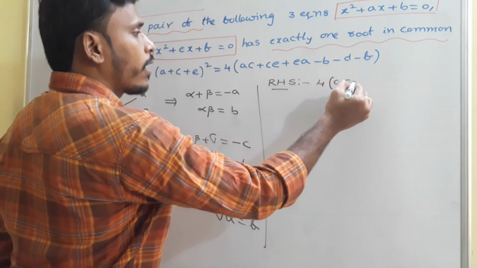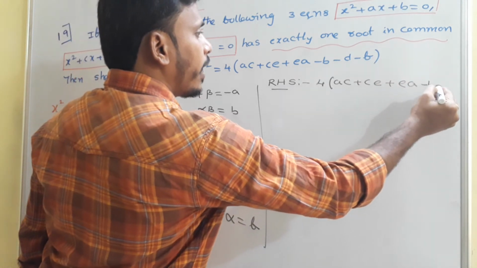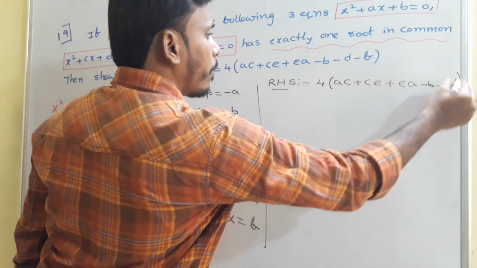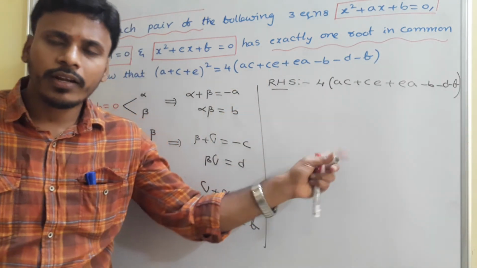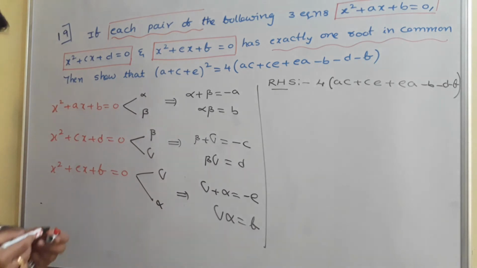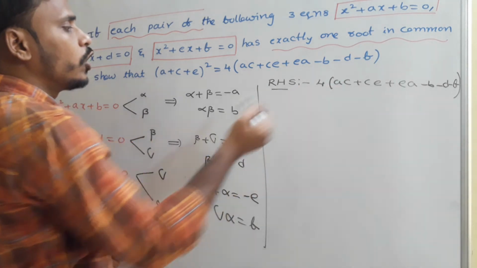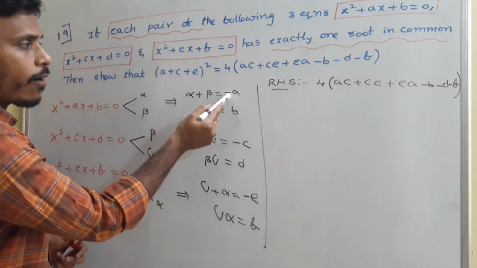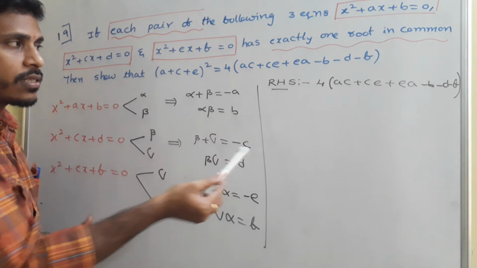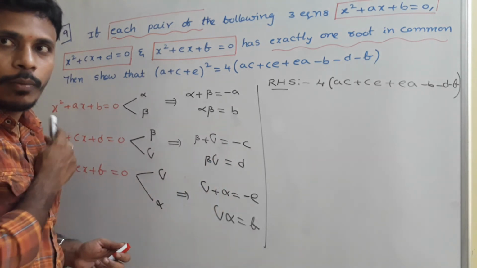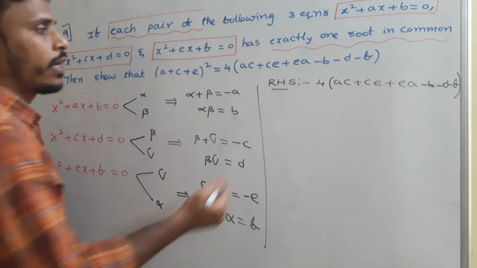4 times of AC plus CE plus EA minus B minus D minus F. This is the right side part. You just start with the right side and try to convert it to get the left side. So what is A, what is C, what is E? This is A into C, okay, but I have minus A and minus C. Minus A into minus C is also A into C, that's it, no problem, right? And that's why AC is simply nothing but minus A into minus C also.